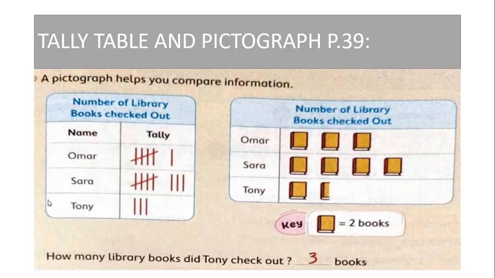How many did Tony have here? 1, 2, 3. How many did Tony have here? 1, 2. Half of the book is 1. So it is 2 plus 1. Let's write it together. Here is 2 plus 2 plus 2 equals 6.